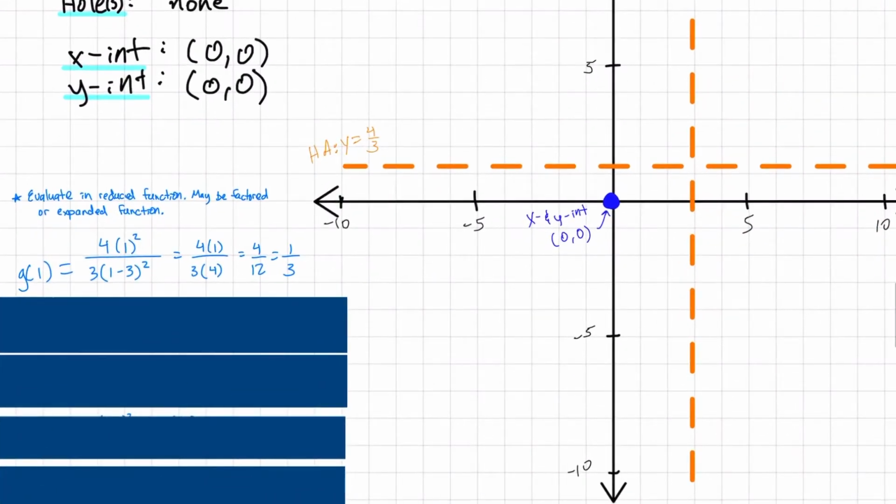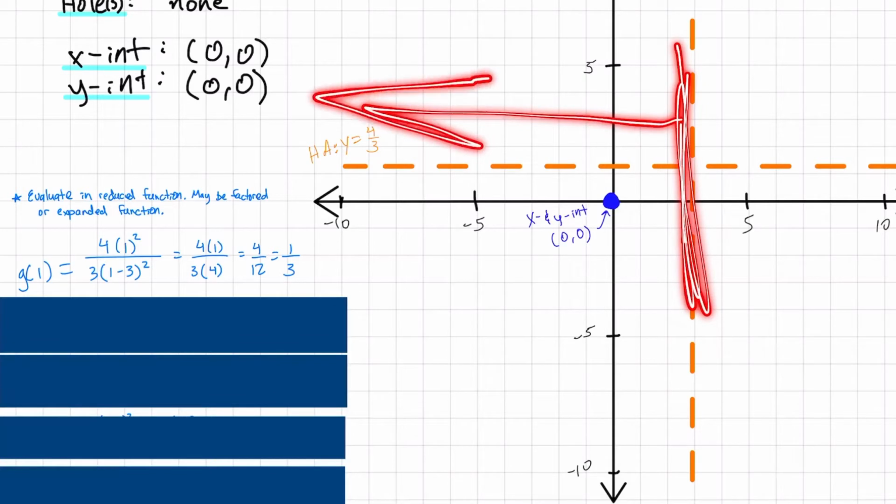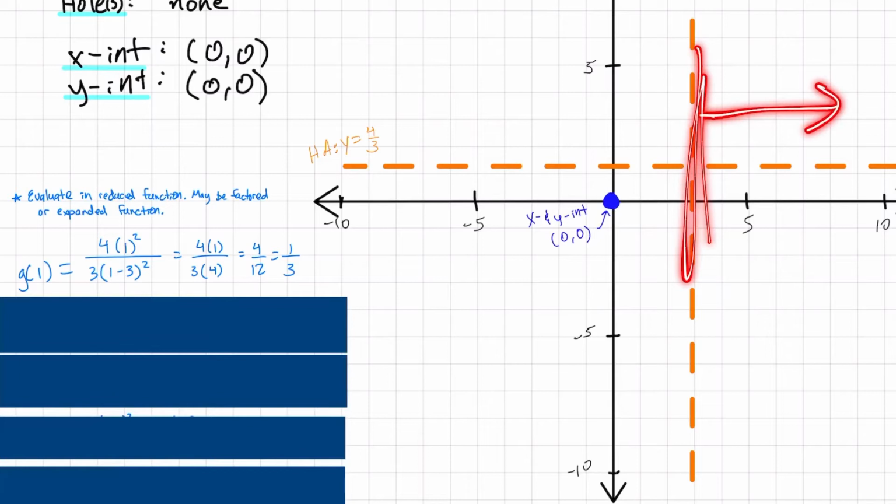Let me clarify. Here's my vertical asymptote. To the left of that vertical asymptote, I need at least 2. And from this vertical asymptote to the right, I need at least 2. So anywhere on either of those sides. But sometimes you're going to need more than just those 2 to be able to understand what's happening. I'm okay with you including any x and y intercept points along with those at least 2 or at least 3. So I'm going to do number 1 first.